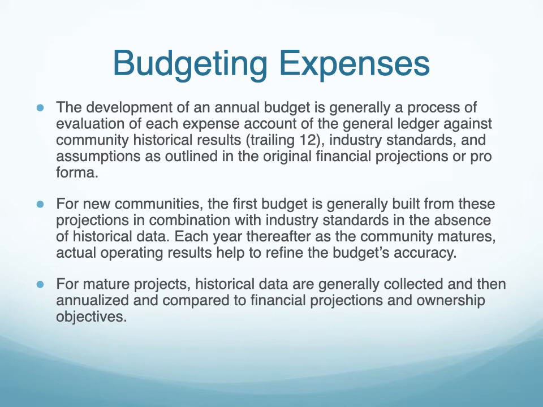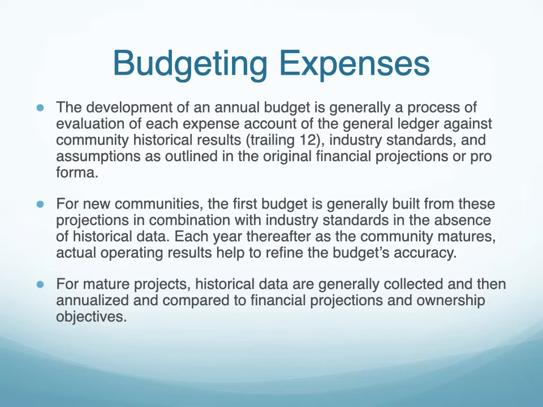Budgeting expenses. The development of an annual budget is generally a process of evaluation of each expense account on the general ledger against the community's historical results, typically a trailing 12-month results history. And then they consider industry standards and assumptions outlined in the original financial pro forma and projections that were used to develop the project and apply for the original loan.